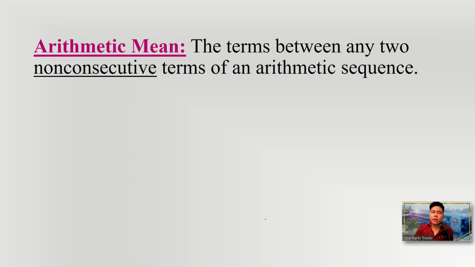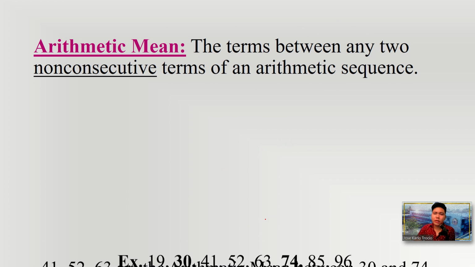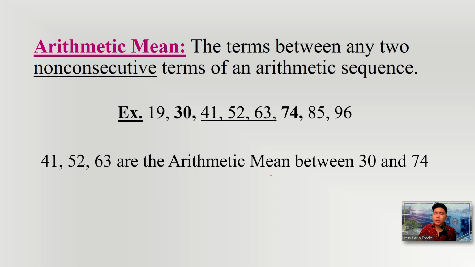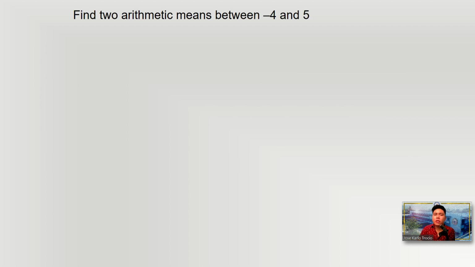Another, we have the so-called arithmetic mean, the terms between any two non-consecutive terms of an arithmetic sequence. Arithmetic mean. This is not statistics. The terms between, like 30 and 74. In this case, what are the values between 4 and negative 4 and 5? How to do that? You have the first term, you have the last term, and you have the number of terms, which are 4, right? 1, 2, 3, 4.